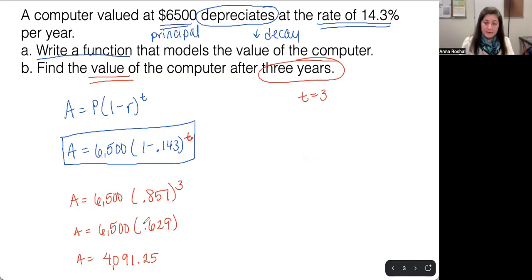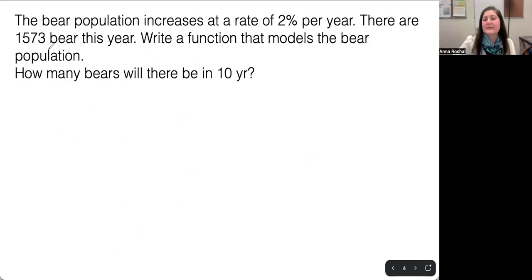Honestly, with technology, I don't think that your computer is going to be worth that much. I think it'll probably be less with technology increasing as we go. Also, I don't know who's buying a 6.5 grand computer. Maybe I'm just buying the wrong computers.